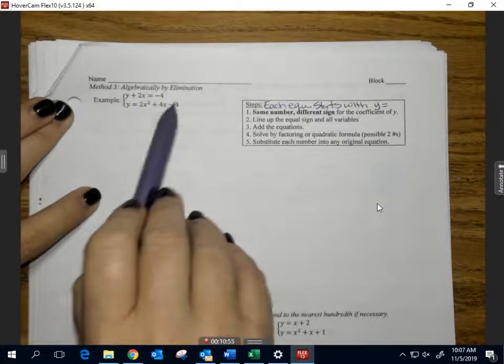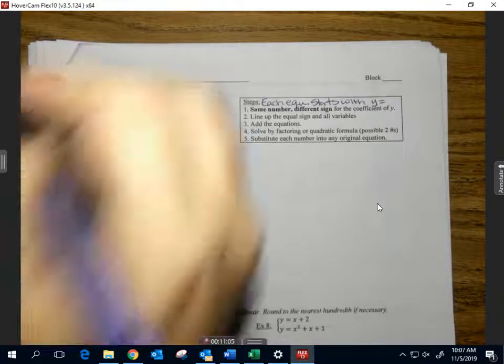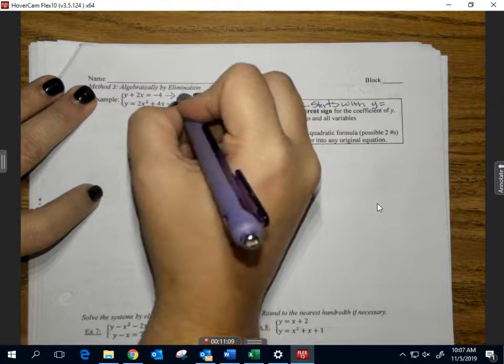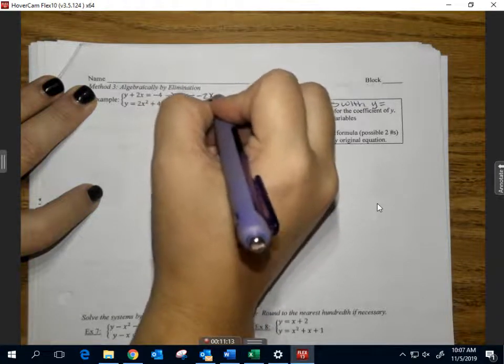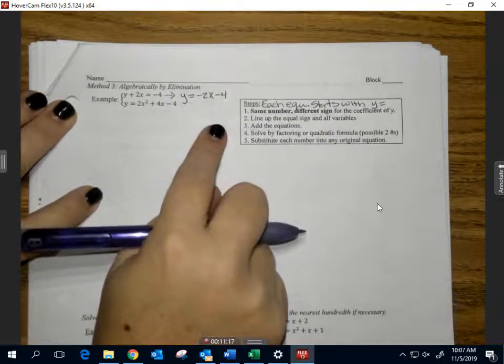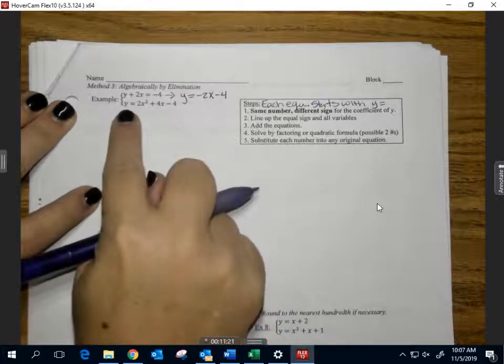So what are we going to have to do to this equation to get y by itself? Subtract 2x. Yeah, we would just subtract 2x. So it becomes y equals negative 2x minus 4. I got that by subtracting 2x from both sides. That's all. The other one we're good.